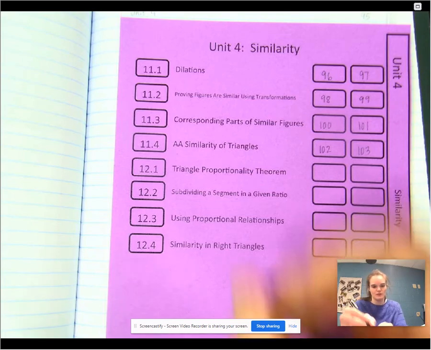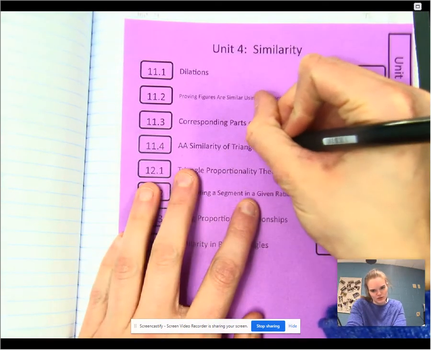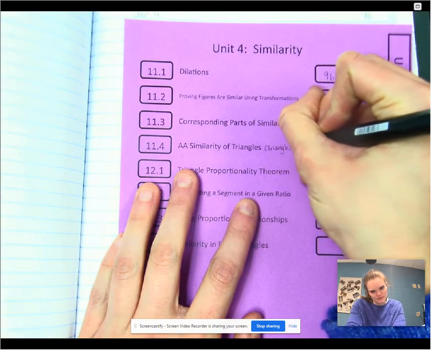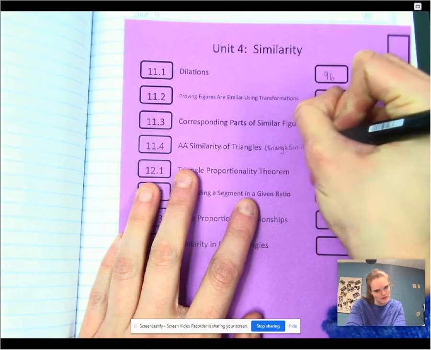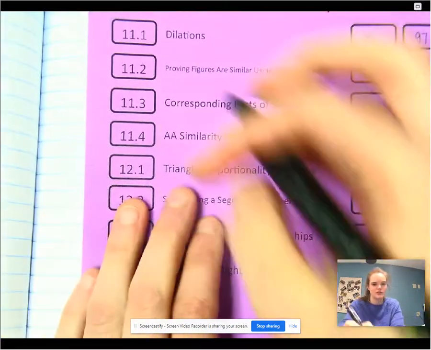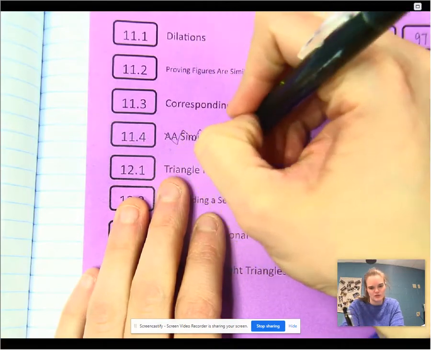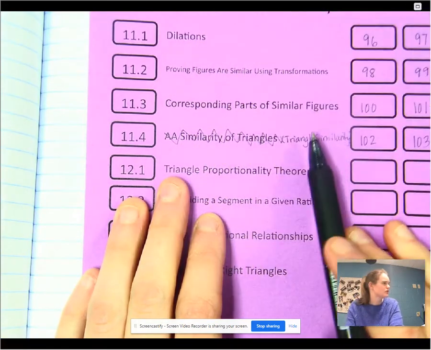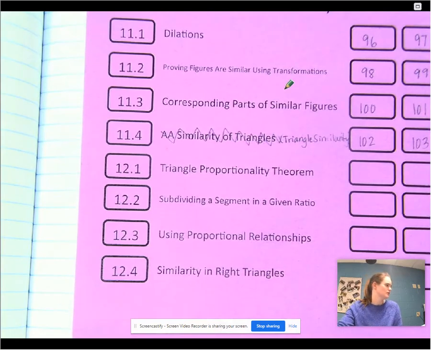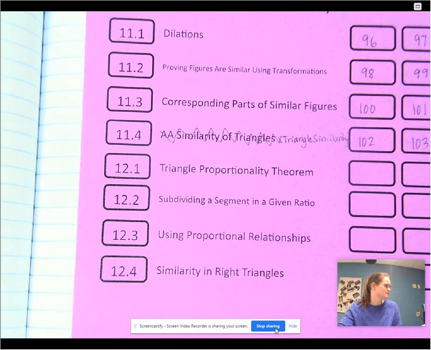So we're actually going to rename this Triangle Similarity. Let me zoom in so you can see that. So we're not going to label it this. We're going to label it Triangle Similarity. Okay. So let's do the foldable for that. Then we'll do the card sort.